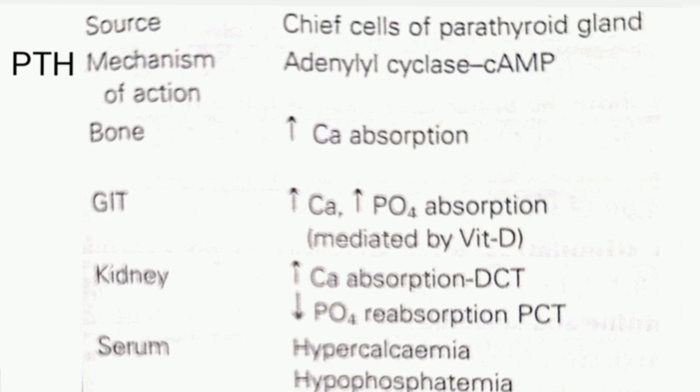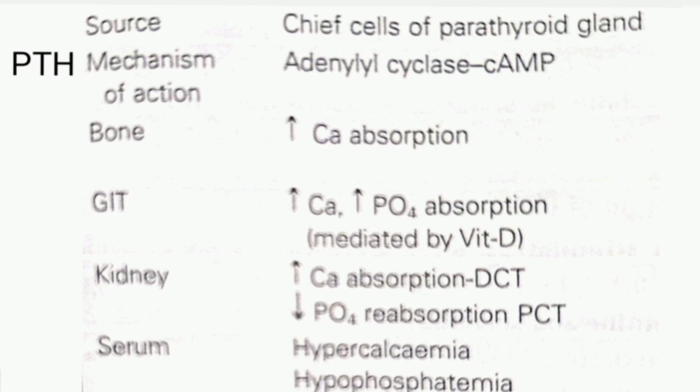Particularly on bone it increases calcium absorption. And in the GIT, parathyroid hormone causes increased calcium and increased phosphate absorption, and that is mediated by vitamin D. In kidney, calcium absorption is increased in DCT and phosphate reabsorption from the PCT is decreased.